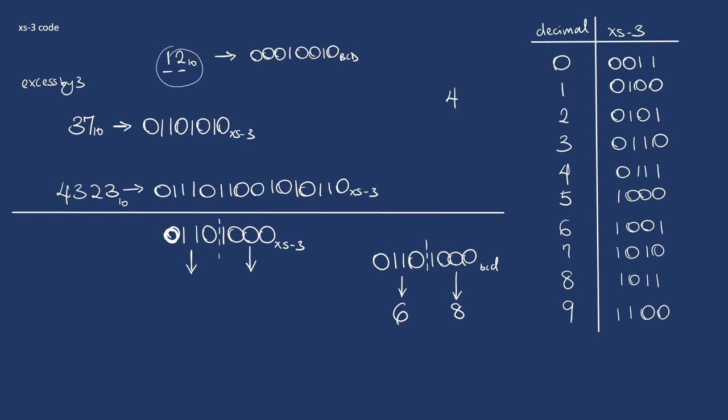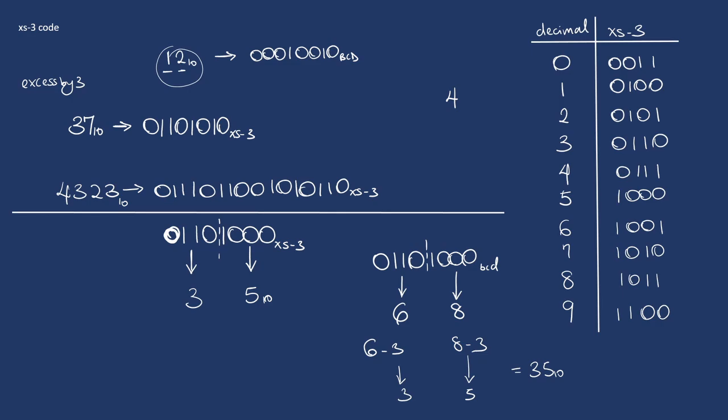But remember that XS-3 is excess by 3, right? We're literally adding 3. So we have to do 6 minus 3, and we also have to do 8 minus 3. So this is going to give us 3, and this is going to give us 5. So this is the same as 35 in base 10. It's exactly the same as the 35 we got here when we were dealing with straight from the XS-3 table.